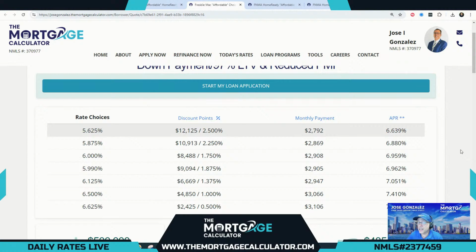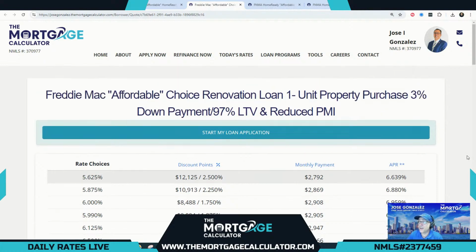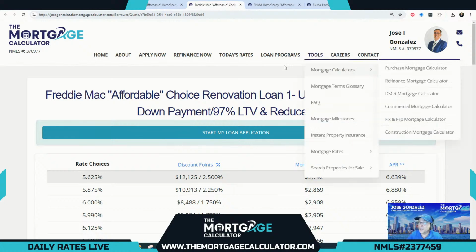So you are looking at a little bit of an increase in the rate here, 6.625 at a cost of a half a point. And you can buy that down all the way to 5.625 at a cost of 2.5 points. But certainly cheaper than using your credit cards to do these renovations after closing.